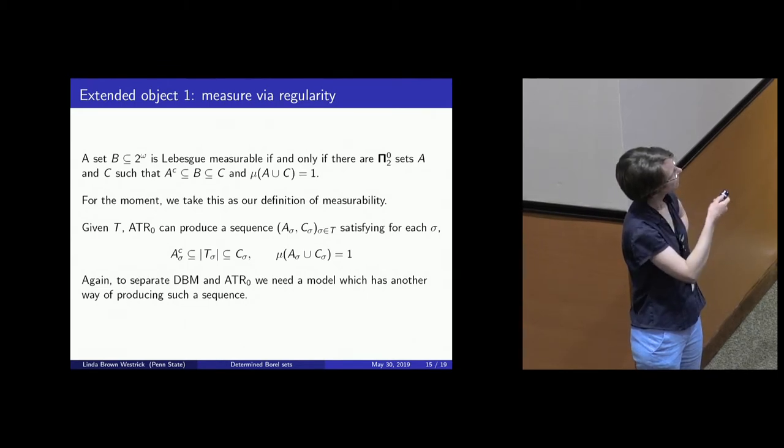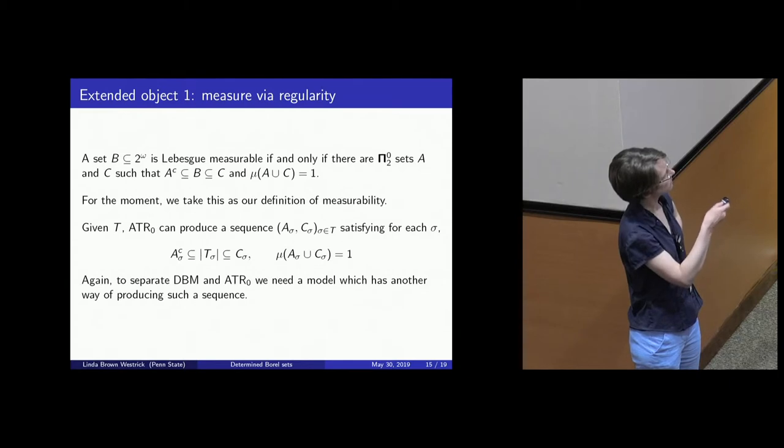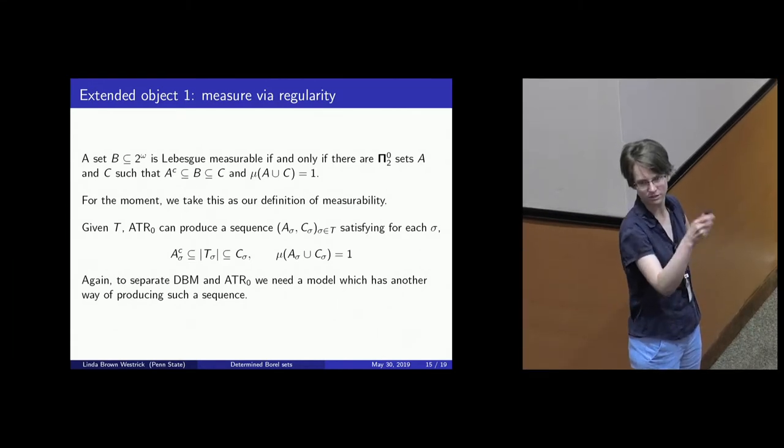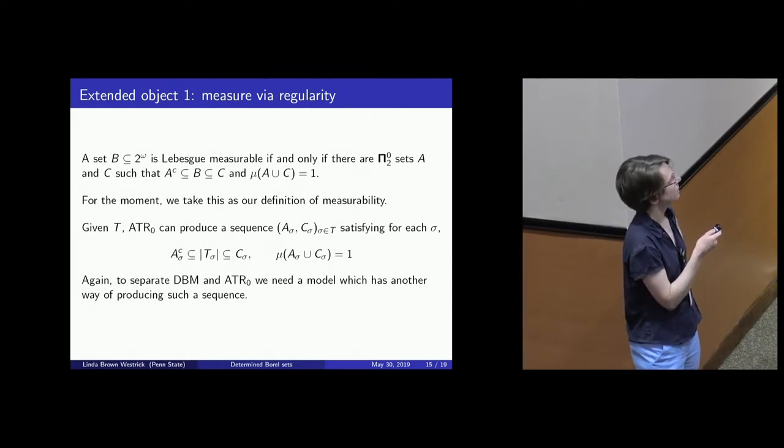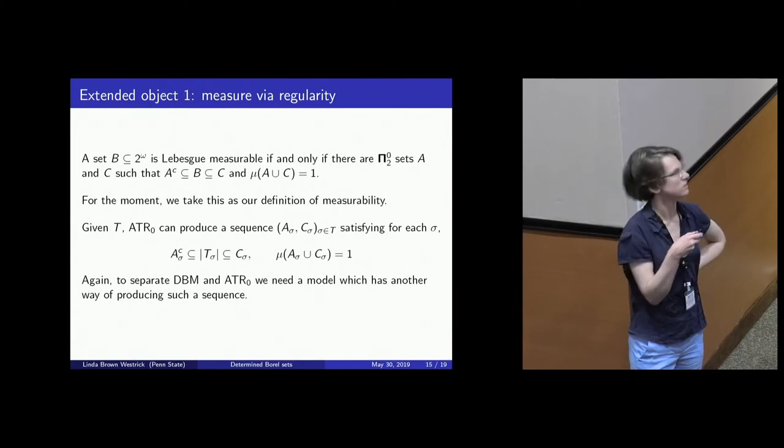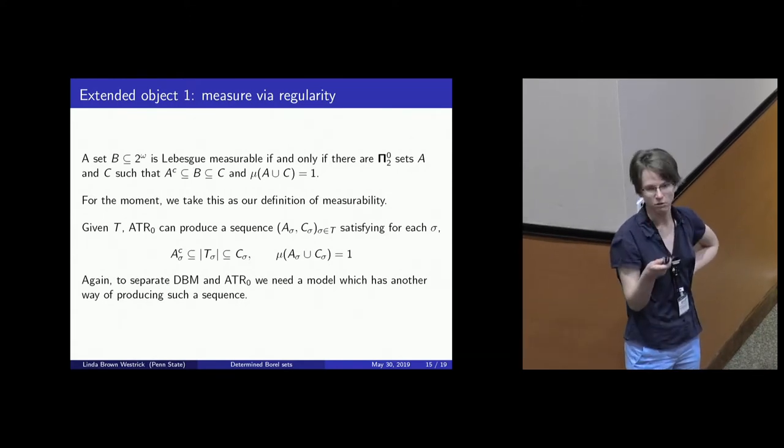Now, if your Borel set is determined, then these inclusions just become simple: we can tell who's in A or A complement because it's a simple set. So that's a pi 0 2 statement, and then the membership in B, we know that we can tell those things. So this is meaningful in that context.